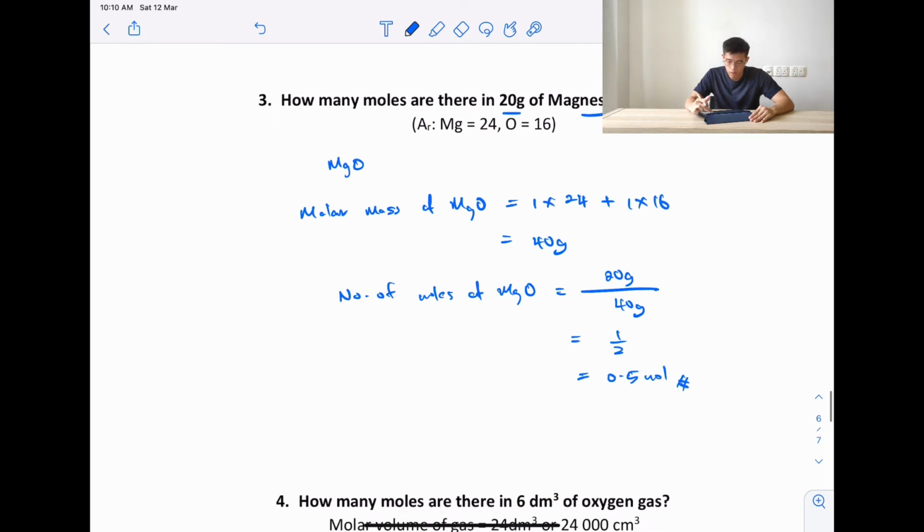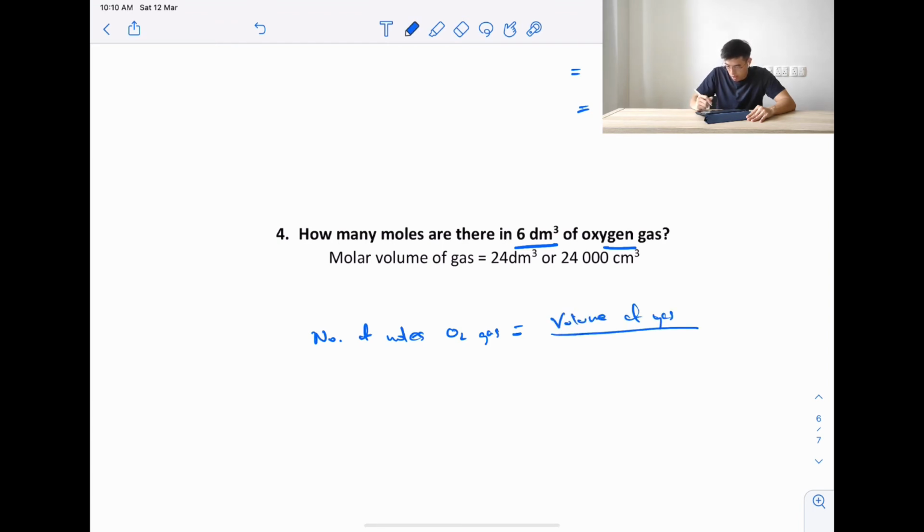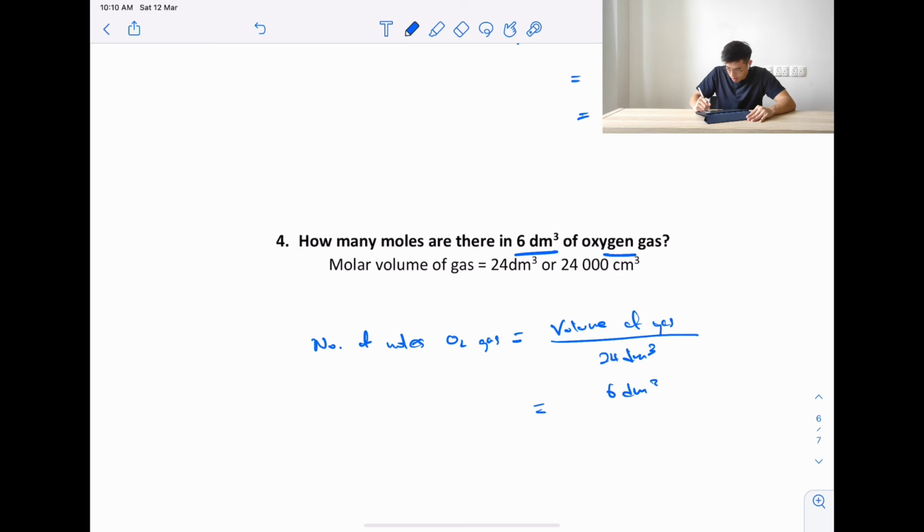Okay, so now the next example will be, how many moles are there in 6 dm³ oxygen gas? So the number of moles of O2 gas is equal to the volume of gas divided by 24 dm³ in this case. So it is 6 dm³ divided by 24 dm³. So we'll get 1/4, which is 0.25 mole.